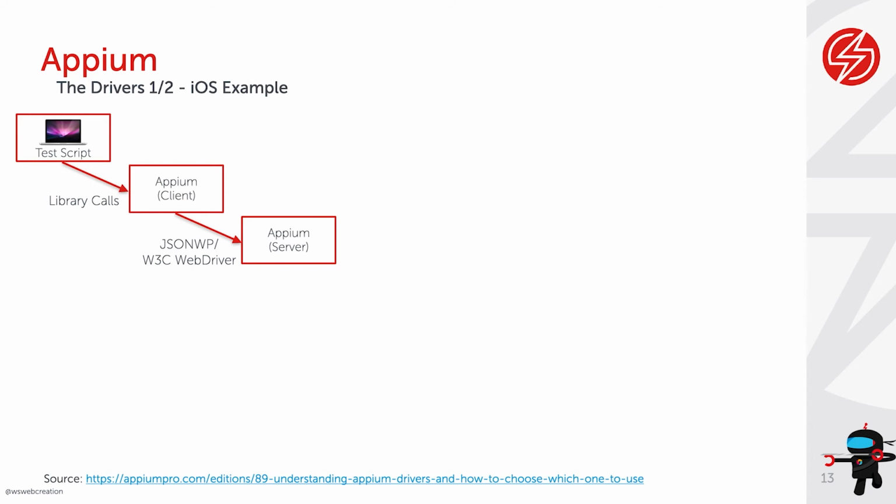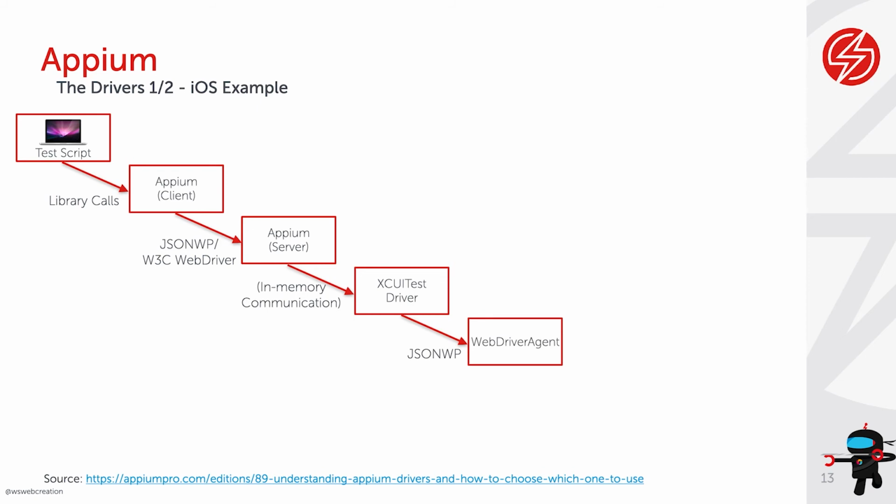So when our call to, for example, click on a button is received by the Appium server, it will then send through an in-memory communication the click command to the XCUITest driver, which is also in the Appium server. And from there, it will use the JSON wire protocol and communicate with a WebDriver agent. And the WebDriver agent is the first part in the communication process which is hosted on the phone.